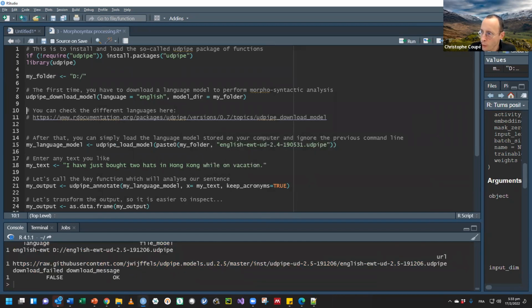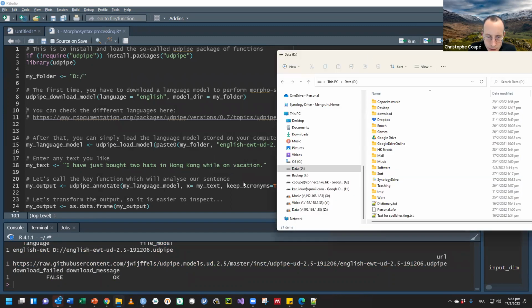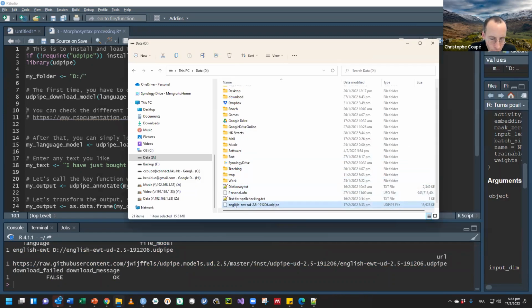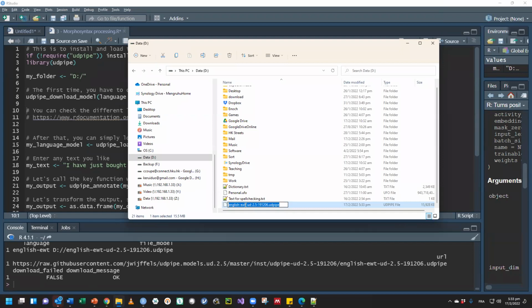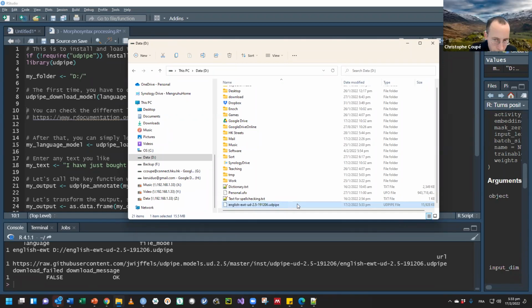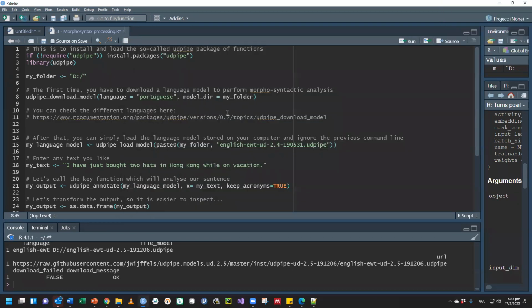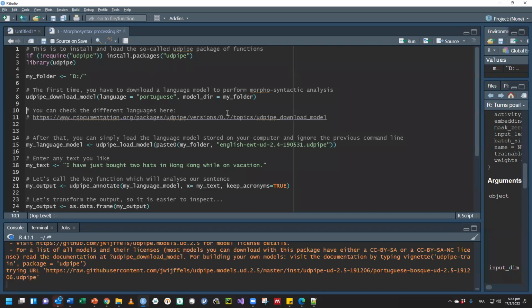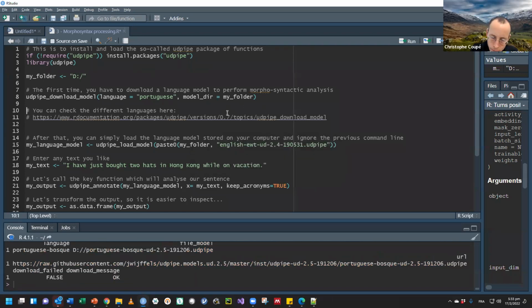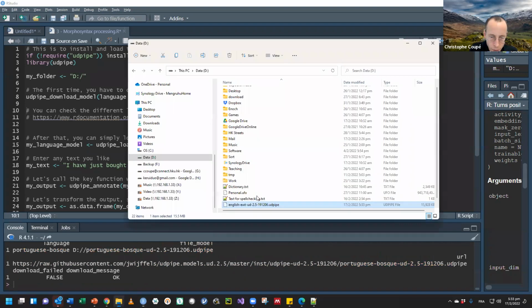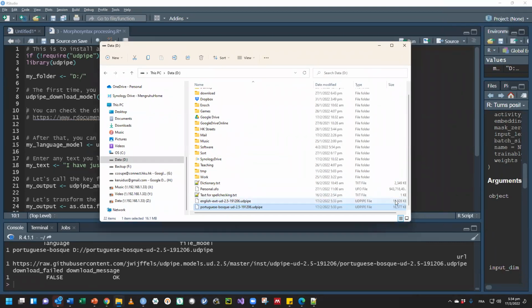And if I go in the folder I've just mentioned, now you can see that I have a new file, and you see the name of the file, English EW2. The name is a little bit complex. That's the file to process English. That's it. If I want to process Portuguese, I just write Portuguese here. And then it takes a bit of time. If I go there, now I have the file for Portuguese. Not so big a file, not so small, like 15 megabytes.